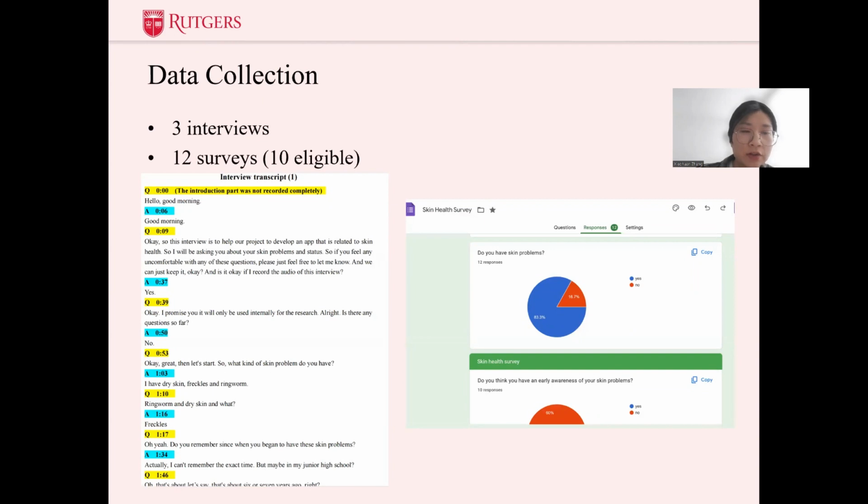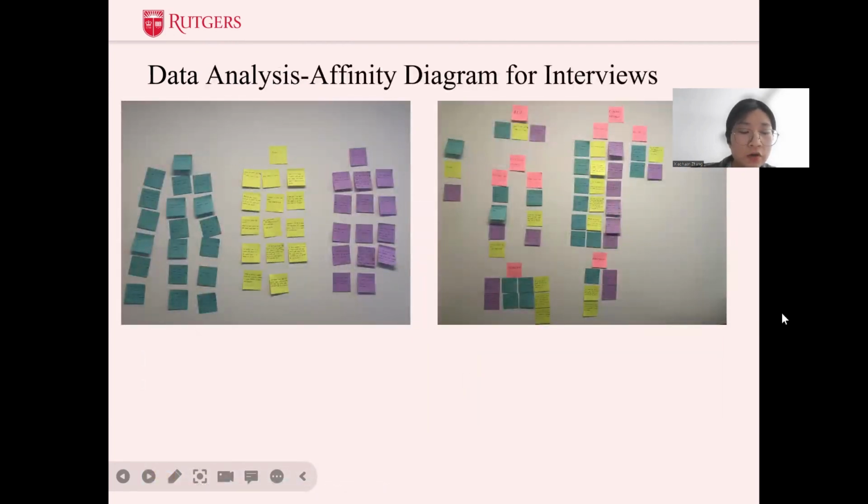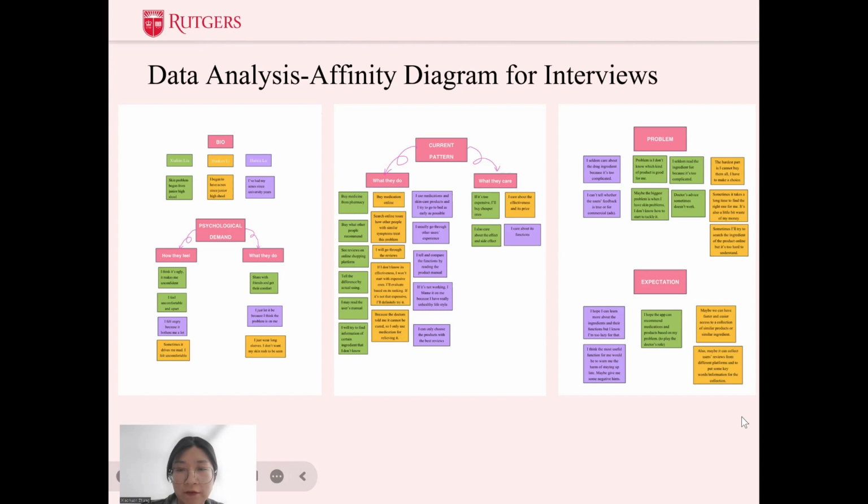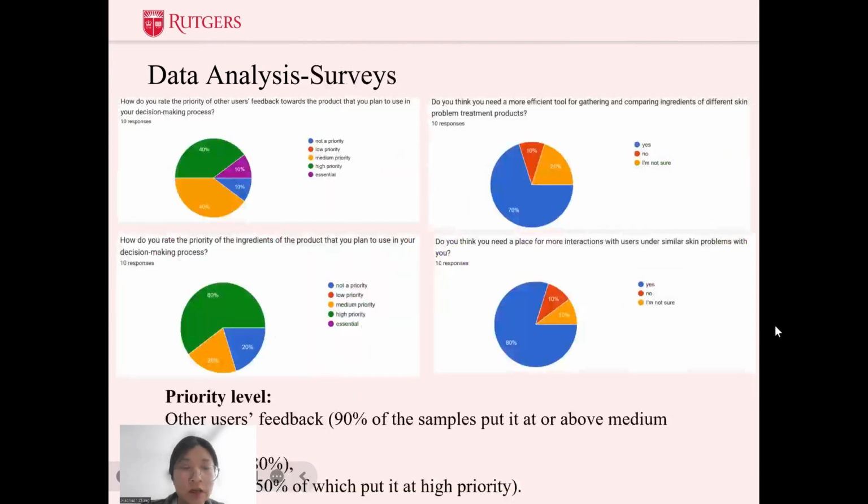So to better support this ideation, I conducted 3 interviews and 12 surveys with 10 eligible answers. And to get qualitative data out of these interviews, I drew affinity diagrams, trying to see their psychological demand, their current behavior pattern, the problems they're facing, and the expectations they have to solve their problems. And to get quantitative data out of these surveys, I analyzed the survey results.